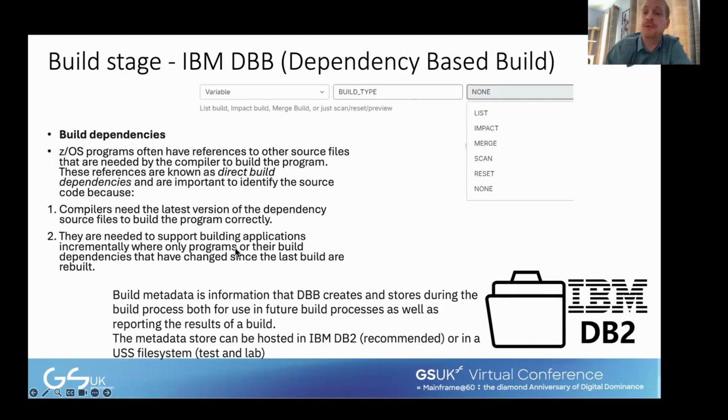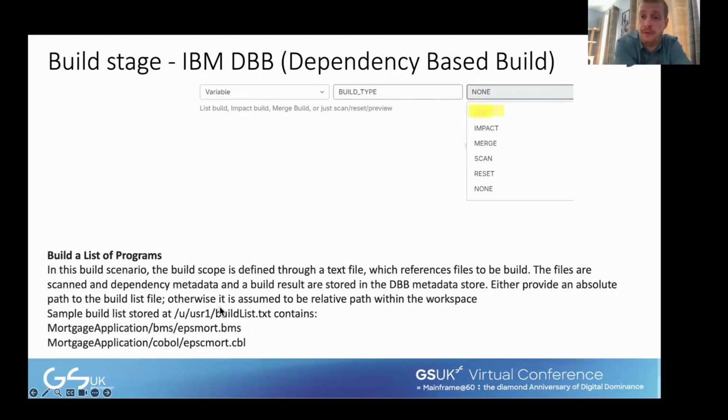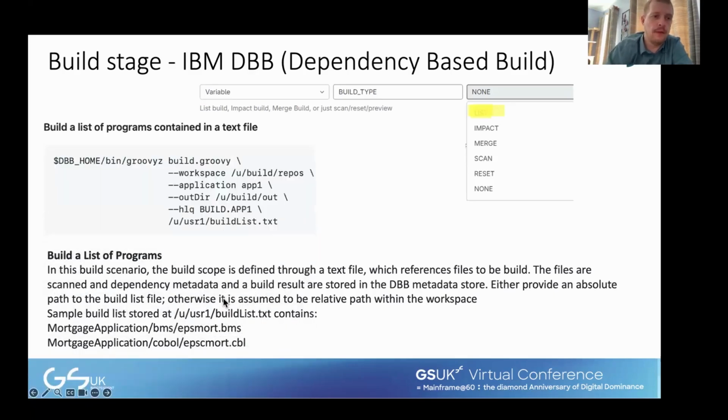DBB supports few types of builds. For example, build a list of programs. I already mentioned this before, but here's what it is. In this scenario, the build scope is defined through a text file, right? Which lists files to be built. The files are scanned, modules built, and dependency metadata and build results are stored in a DBB metadata store. Oh, here's the actual command that you would use in order to make a build list. So at the very end of the command line, you specify a file which contains a list of the programs that you want to build.